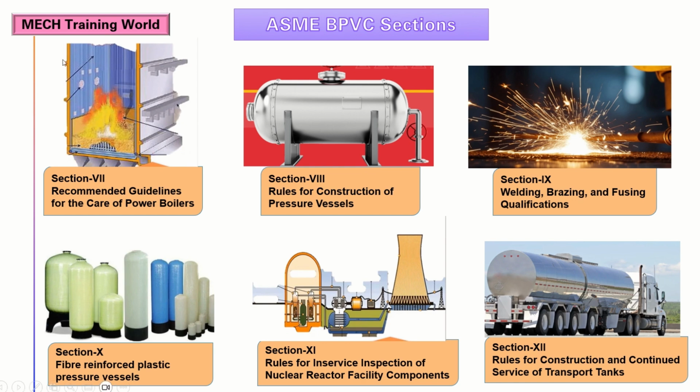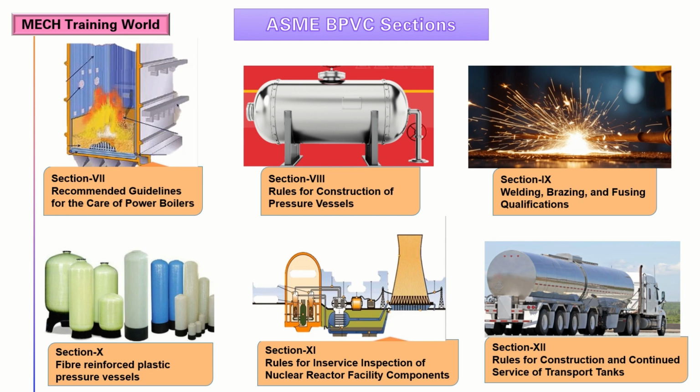And the next one is Section 10. This Section 10 is provided especially for plastic pressure vessels. Nowadays there is an increasing market for plastic pressure vessels also. And next one is Section 11, that is rules for in-service inspection of nuclear reactor facility components. If you want to inspect nuclear facility components which are in service, we need to follow the guidelines of this Section 11.